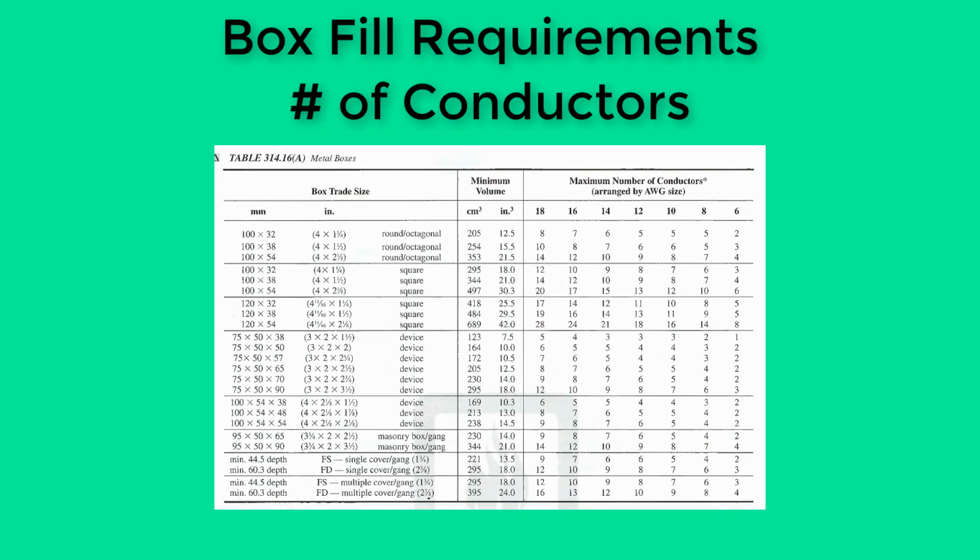The maximum number of conductors for each of the metal boxes is listed on the right-hand side of Table 314.16(A). Please note that these numbers indicate conductors of the same size. Later examples in the video will solve for conductors of different sizes. The code requires additional conductor counts for items such as splices and devices. Let's examine the box fill requirements for typical wiring techniques.